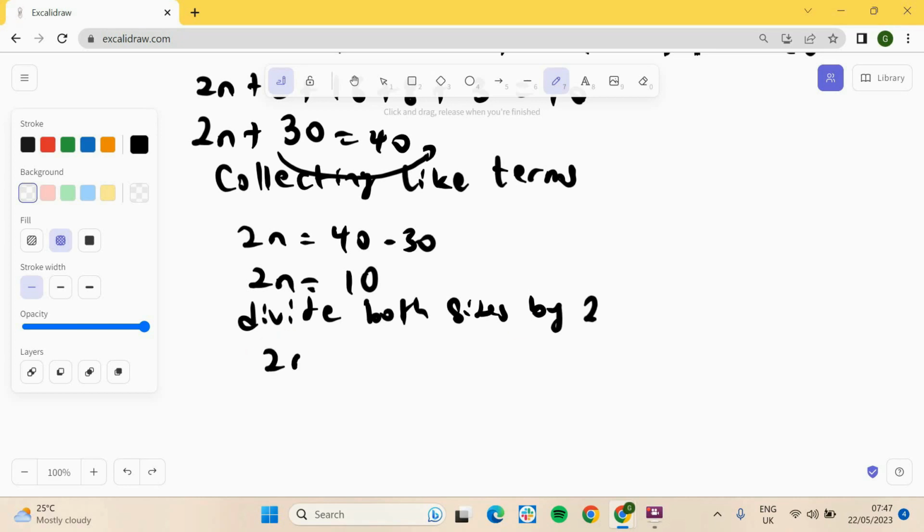So that will be 2n divided by 2 is equal to 10 divided by 2. So 2 will cancel 2. 2 here 1, 2 here what? 2 here 5. Therefore, n is equal to 5.